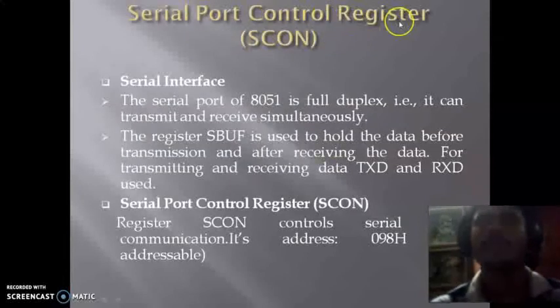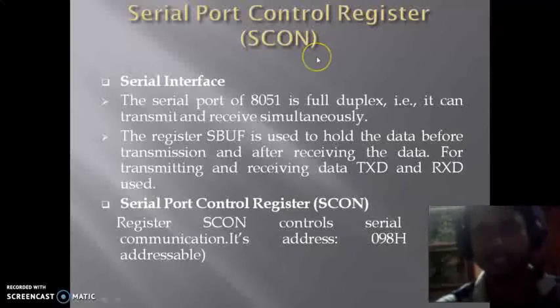Now the serial port communication registers. The serial interface, basically the serial port of the 8051, is full duplex, that is, it can transmit as well as receive simultaneously, and the SBUF register is used to hold the data before transmission and after receiving the data. For this we need two signals, TXD and RXD: for transmission of data we need TXD, and for receiving data we need the RXD signal. And to control it we need the serial port control register, that is SCON.